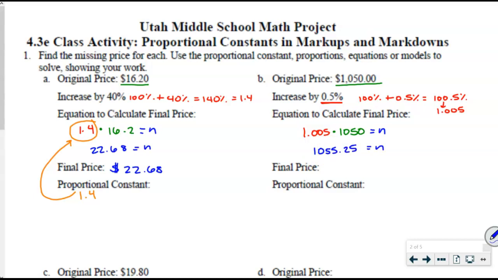Sounds good to me. You guys get the same thing? Yeah. So what is that final price? $1,055.25. What is that proportional constant? What is the number that we're going to be multiplying by? Again, the interest rate probably isn't going to change. If we're thinking of this as investing money, the interest rate probably isn't going to change. What could change is how much money I have to invest, right? That is the part that could change. So this is the number that we're multiplying by. The proportional constant is 1.005.